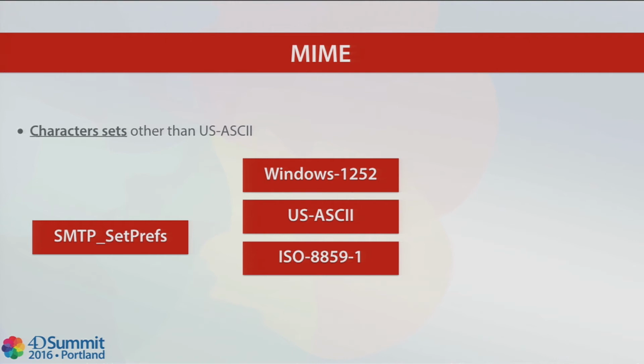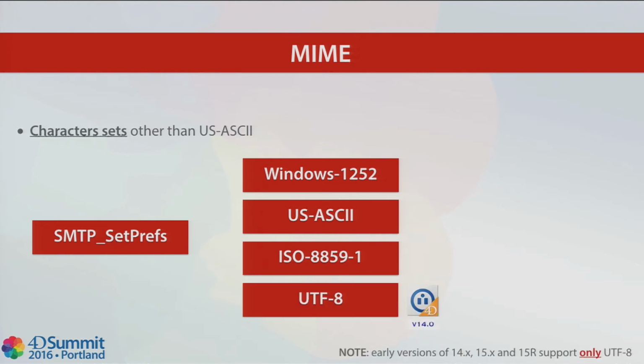So character sets. You use the set pref command for the internet commands to specify which non-ASCII character set you want to use in your email. Typically, I suppose in this region, it will be the Windows 1252 code page. That's the number of the code page, or the Western European encoding.